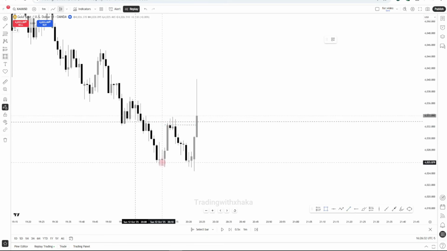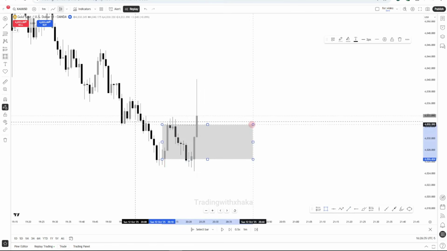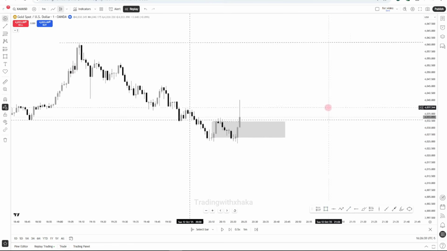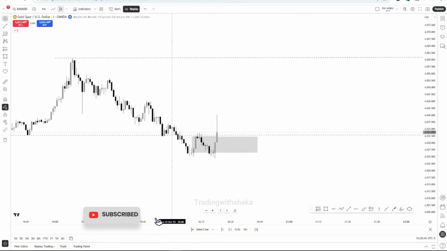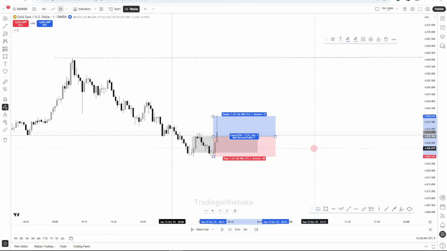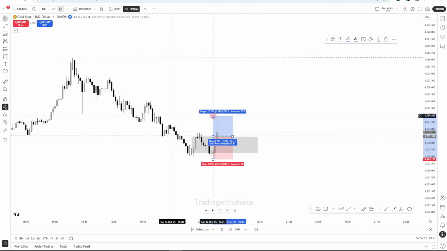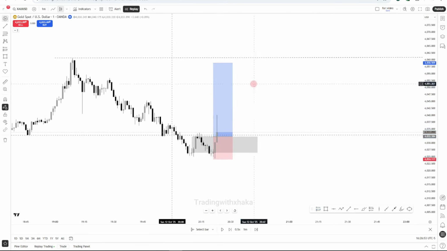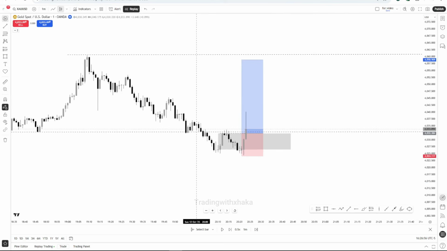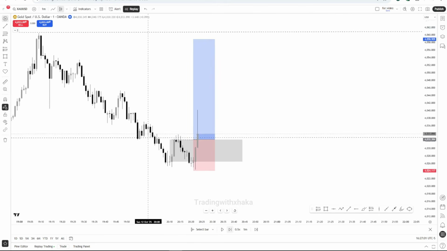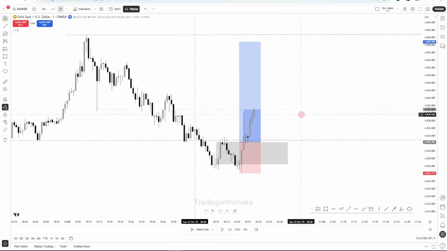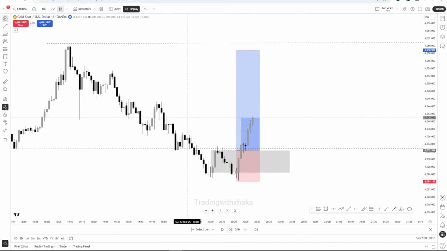Our entry, with targets way up here. Let's see how it plays out. We are going for a long. Stop loss is here. Let's see if we get 1, 2, 3% off. Don't be greedy. Let's see if we get tapped in. Price taps us in and continues. Let's see if we got it.